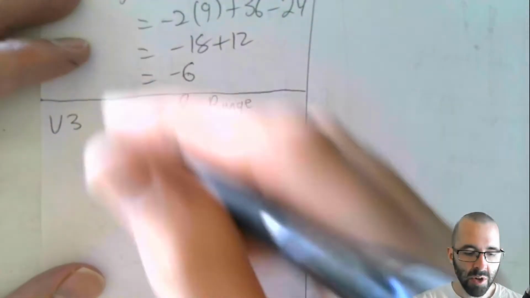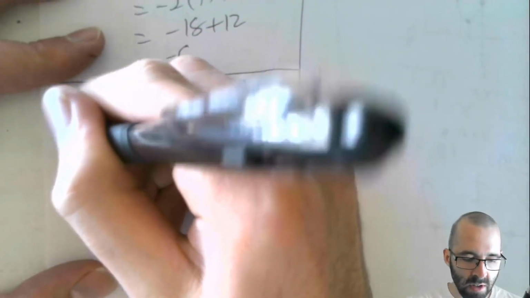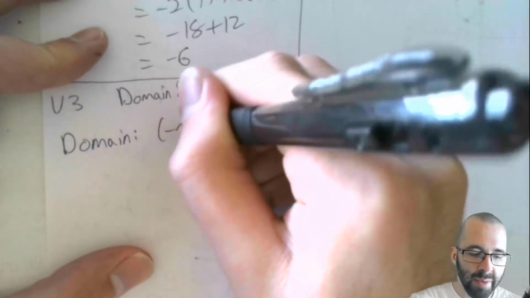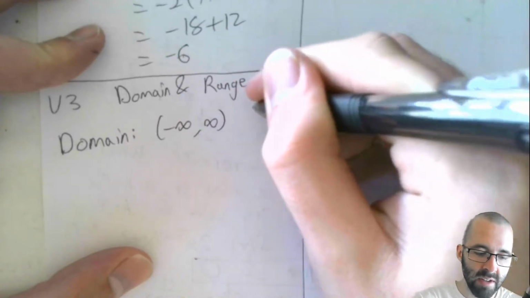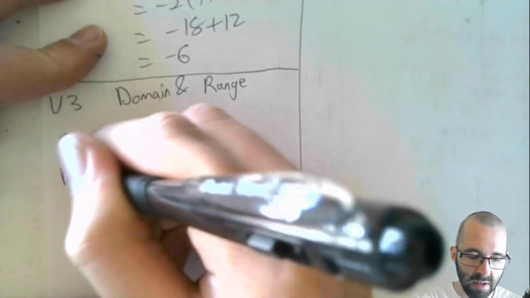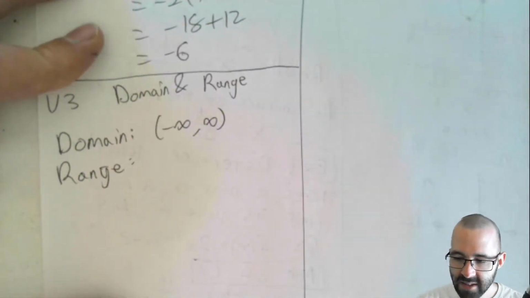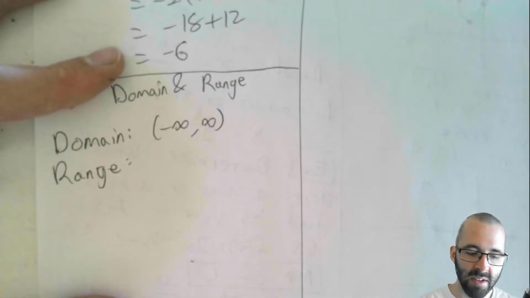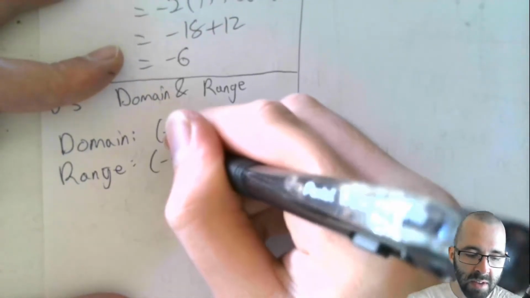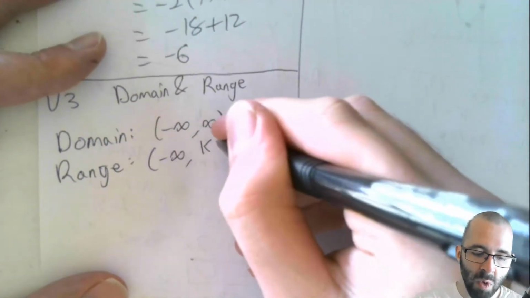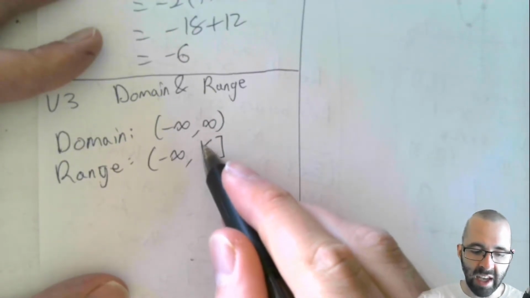All right. So for domain and range, domain of a quadratic is always going to be negative infinity to positive infinity. The range depends. Is there a max or is there a minimum? If there's a maximum, then it can go down to negative infinity. And the biggest it can get is that y coordinate at the vertex. We're calling it k.